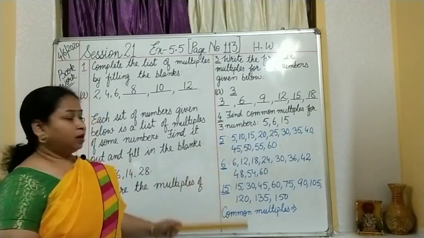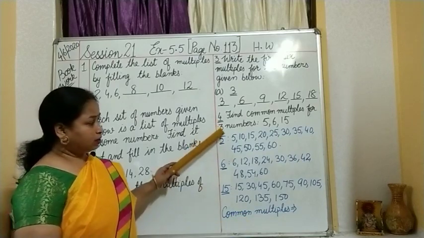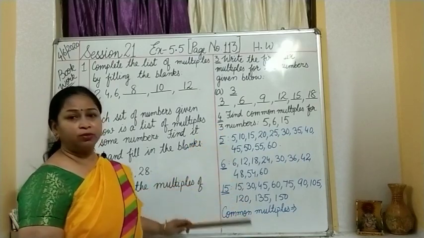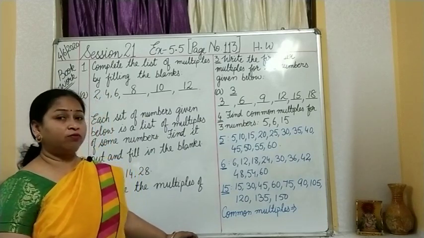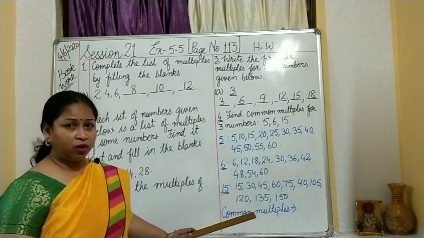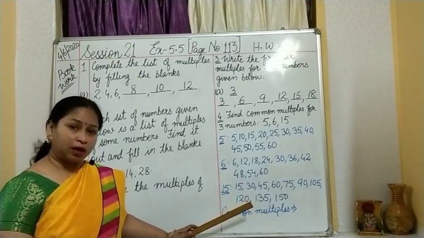Now the last question, question number 4. As you can see, some longer process is there. Easy but a little bit longer. So you will not find space there in your book. That is why I have asked you all to do it in your classwork copy.